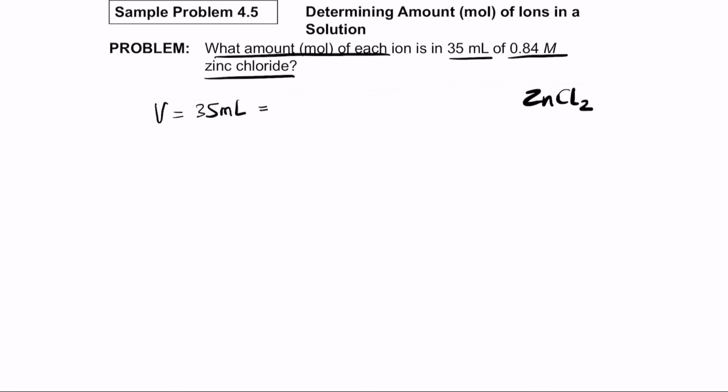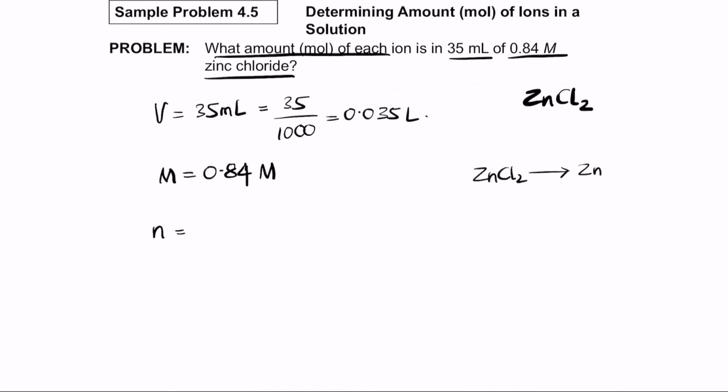Always convert it into liters. So 35 by 1000, that becomes 0.035 liter. So this is the volume. Next, the molarity is 0.84 M. Now we have to find the number of moles of each of these individual ions. We know that ZnCl2 splits into Zn2+ plus 2 Cl-. So for 1 mole of ZnCl2 we have 1 mole of zinc and 2 moles of chlorine.